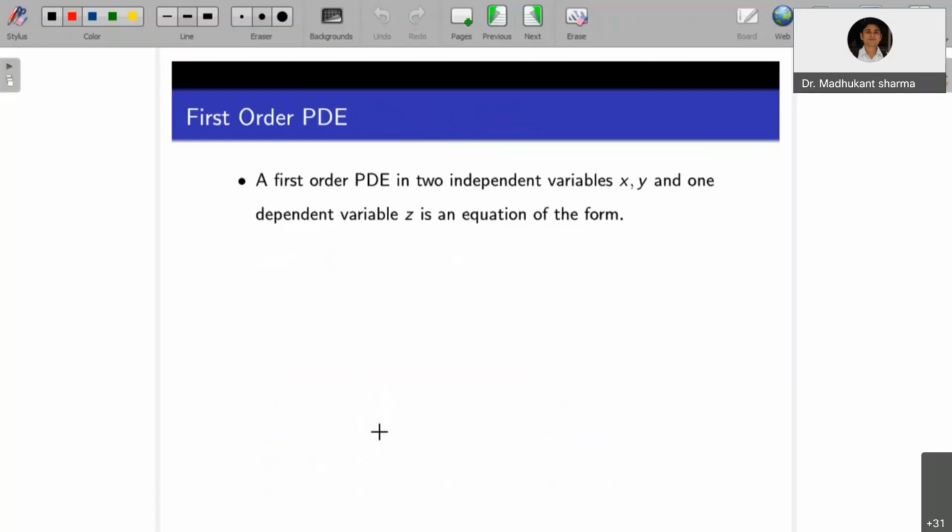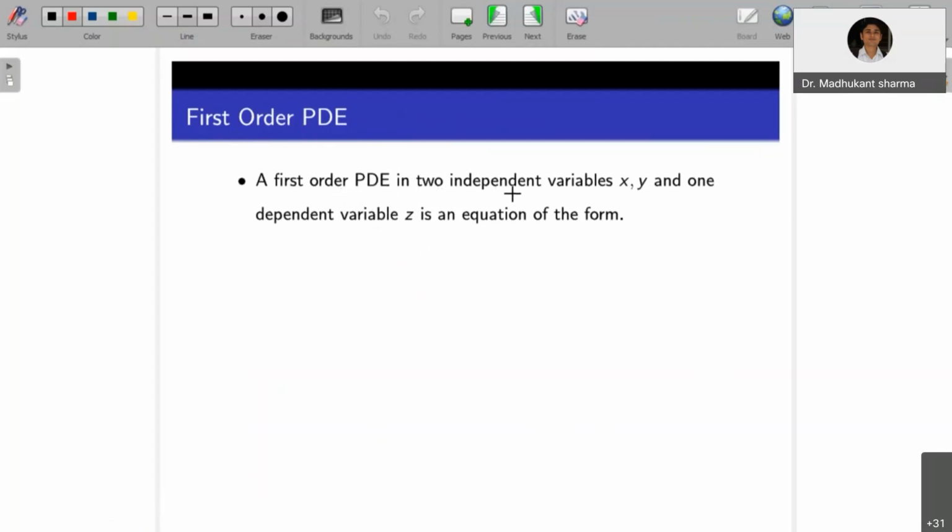Right. Now, first we will start with the first order partial differential equation. First order partial differential equation should automatically be in your mind: in the given differential equation, the highest order of the partial derivatives is exactly one. Okay, so it's a very simple statement.